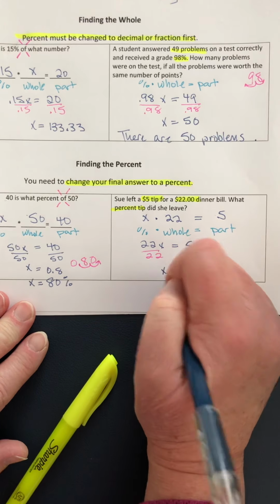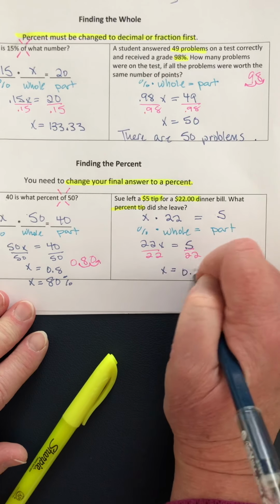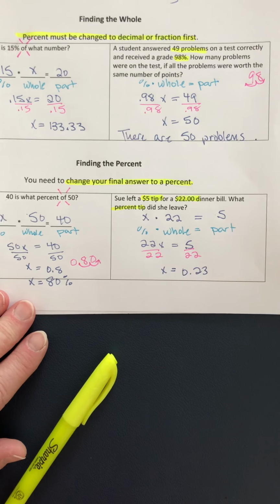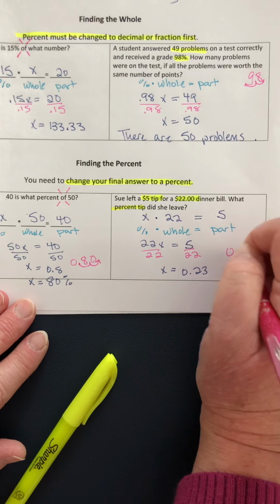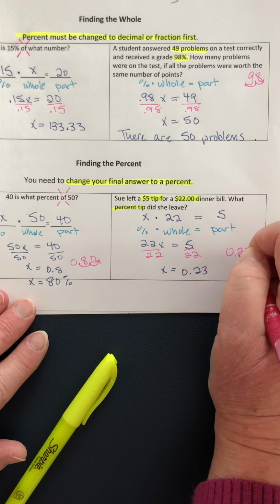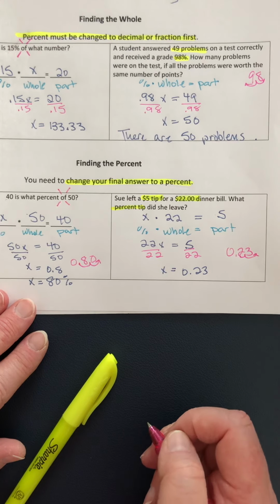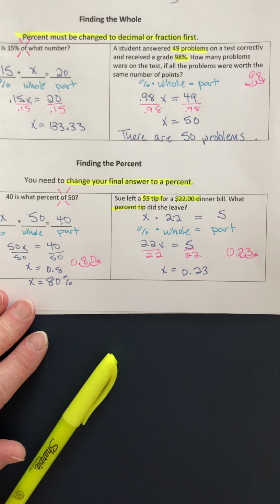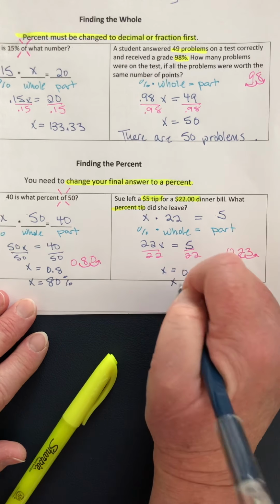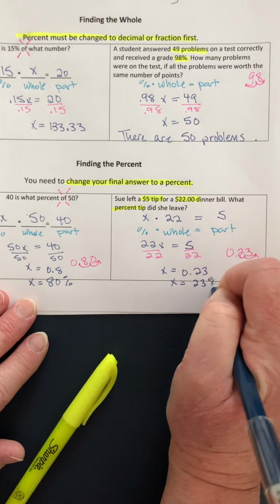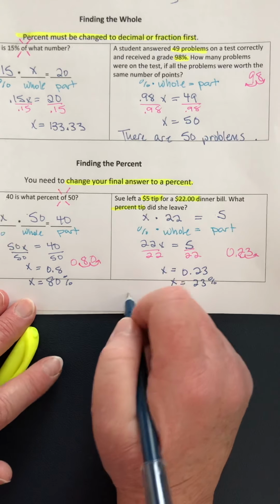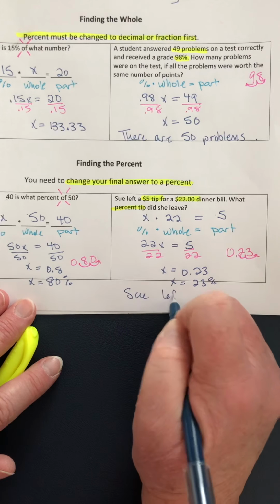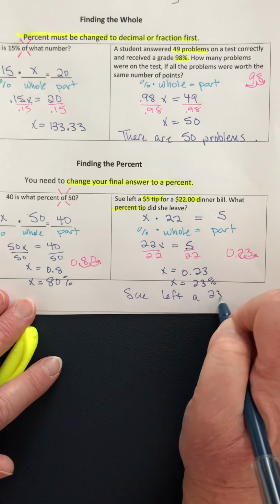which gives you x equals 0.23. And again, now I have to change this to my percent. So I have 0.23. I'm going to swoop right 2 places. So x equals 23%. So Sue left a 23% tip.